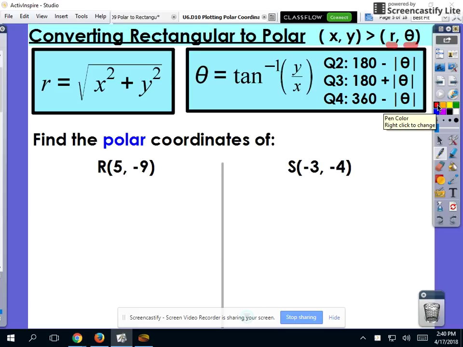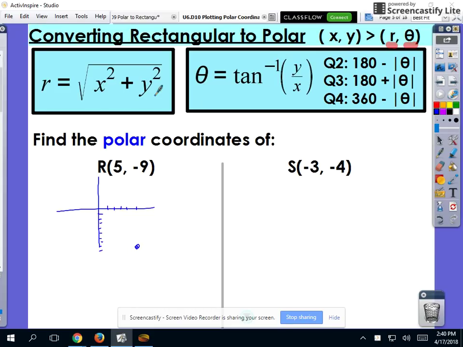So let's jump into our first question. It says for us to find the polar coordinate of (5, -9). All right, so we're going to think through where this is. Let's see, 5, 1, 2, 3, 4, 5, 6, 7, 8, 9. So it's in the fourth quadrant. We also know that it has some kind of length that we're going to look for first for our r.